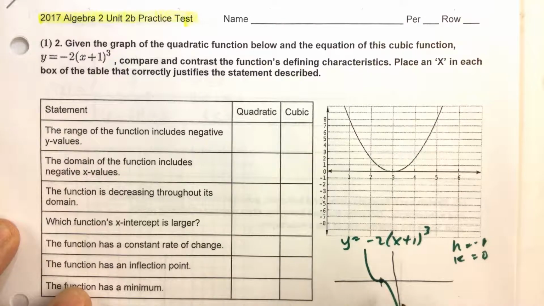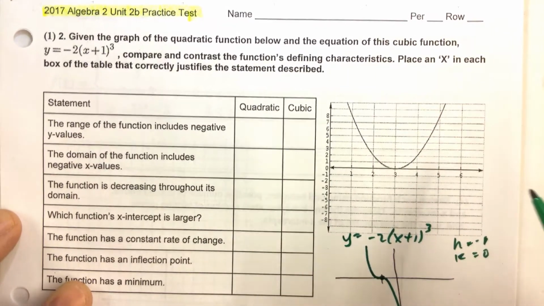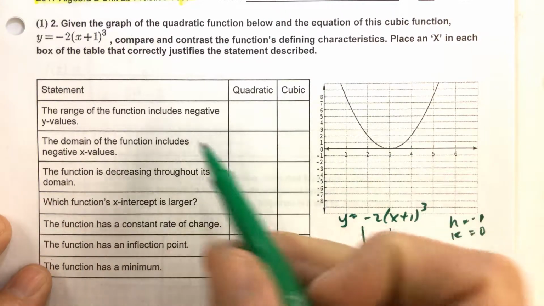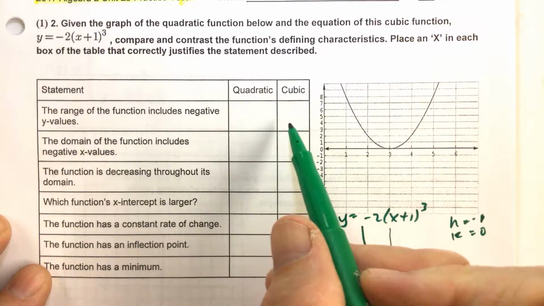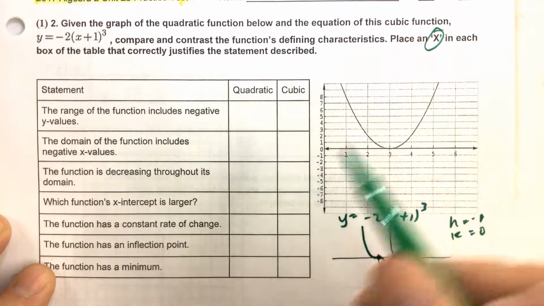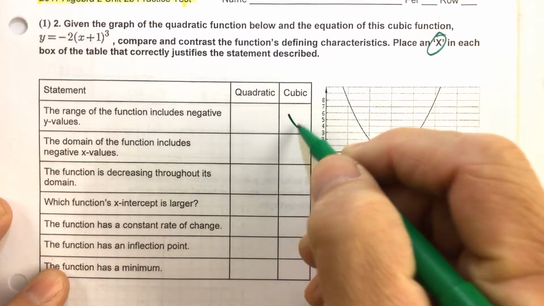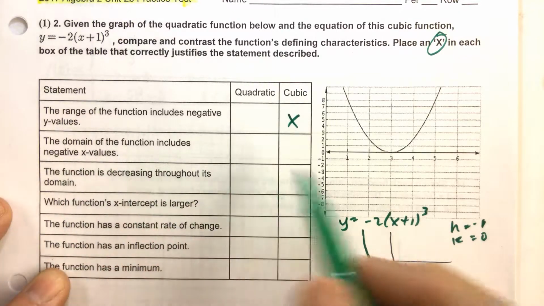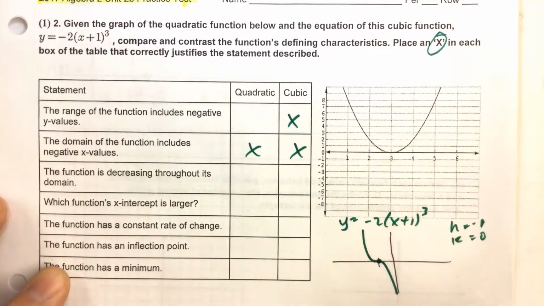Understanding the domain and range: the domain is all real numbers for the quadratic, but the range is all real numbers greater than or equal to 0. And so we just have to identify and place a check mark in each of the boxes, or place an x. It says place an x, so we'll do that. Range of the function includes negative x values, not the quadratic but the cubic. The domain includes negative x values. Well, the domain is all real numbers for both, so yes.